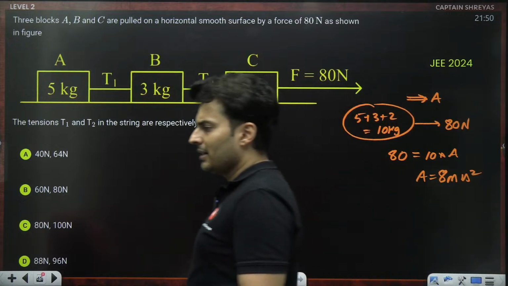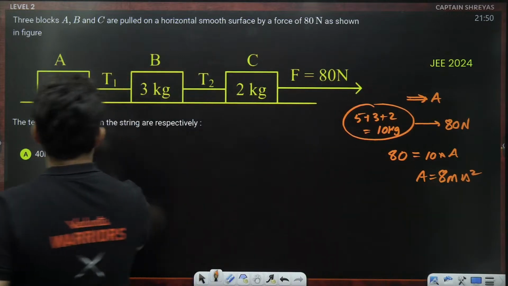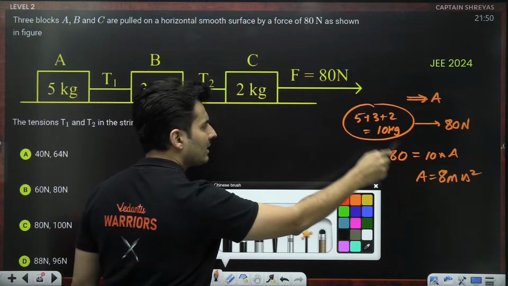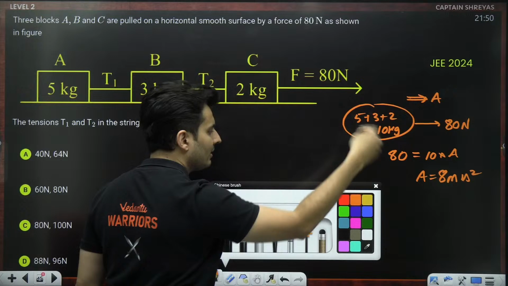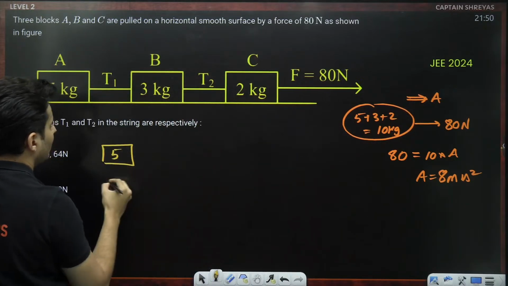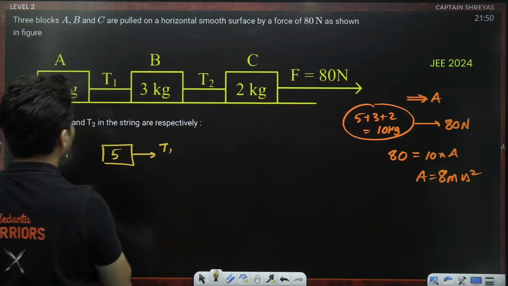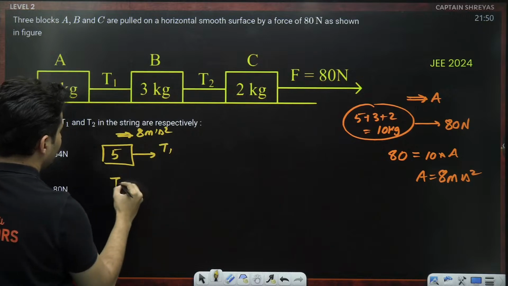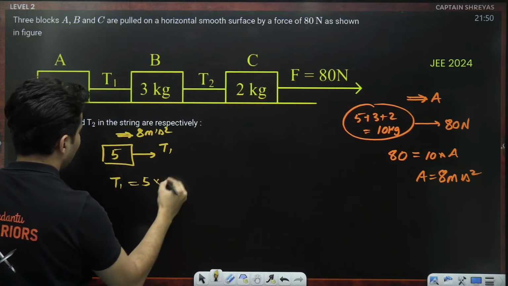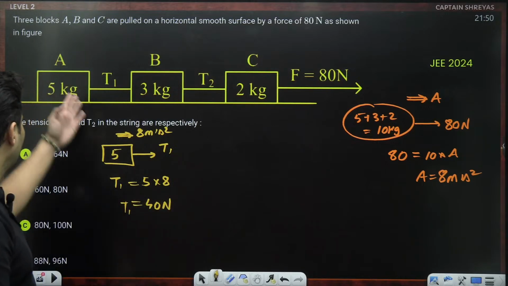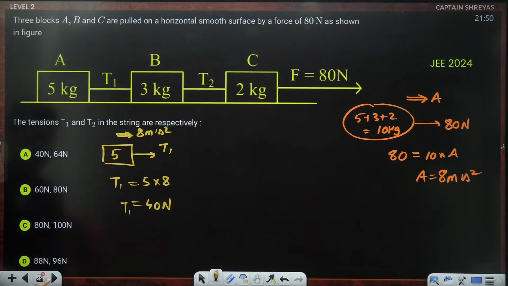Why did I do that? Because I will use that to find any one of these internal forces. Here internal will not matter because I have taken the complete system. So if I just take the 5 kg block, the only force on it is T1 and it is accelerating by 8 meters per second square. So T1 will be mass multiplied by acceleration, which is 40 Newton. So T1 is 40 Newton. That's it. There is only one option like that, A. So directly mark it. Don't even have to find T2.